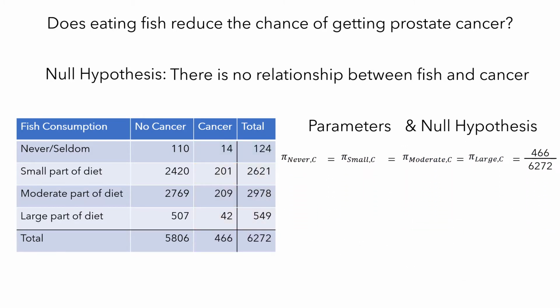So the rest of the parameters would be the percent of people who never ate fish that didn't get cancer, and the corresponding percentages for the small, moderate, and large amounts of fish. If the null hypothesis is true and eating fish has no impact on whether you get cancer, then these percentages should all be equal to each other, and they should all equal the overall percentage of people who didn't get cancer, which is 5,806 out of 6,272.